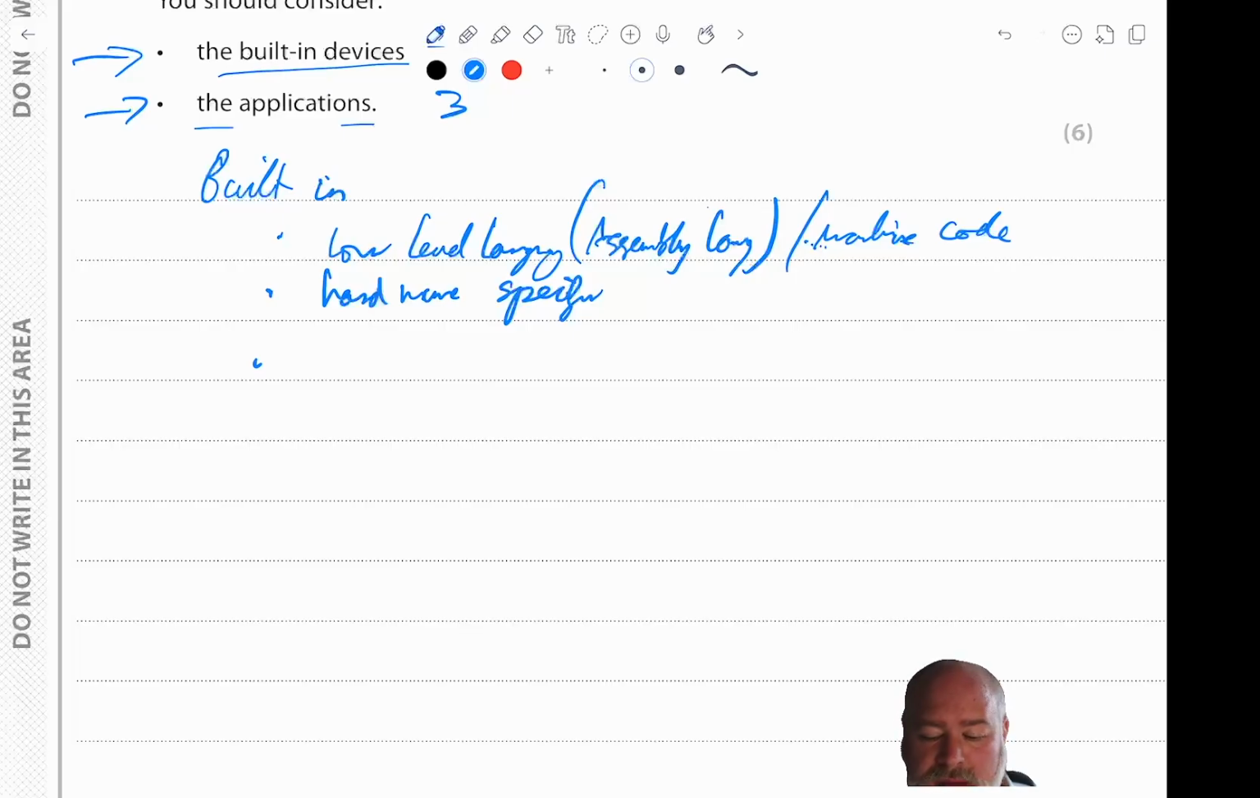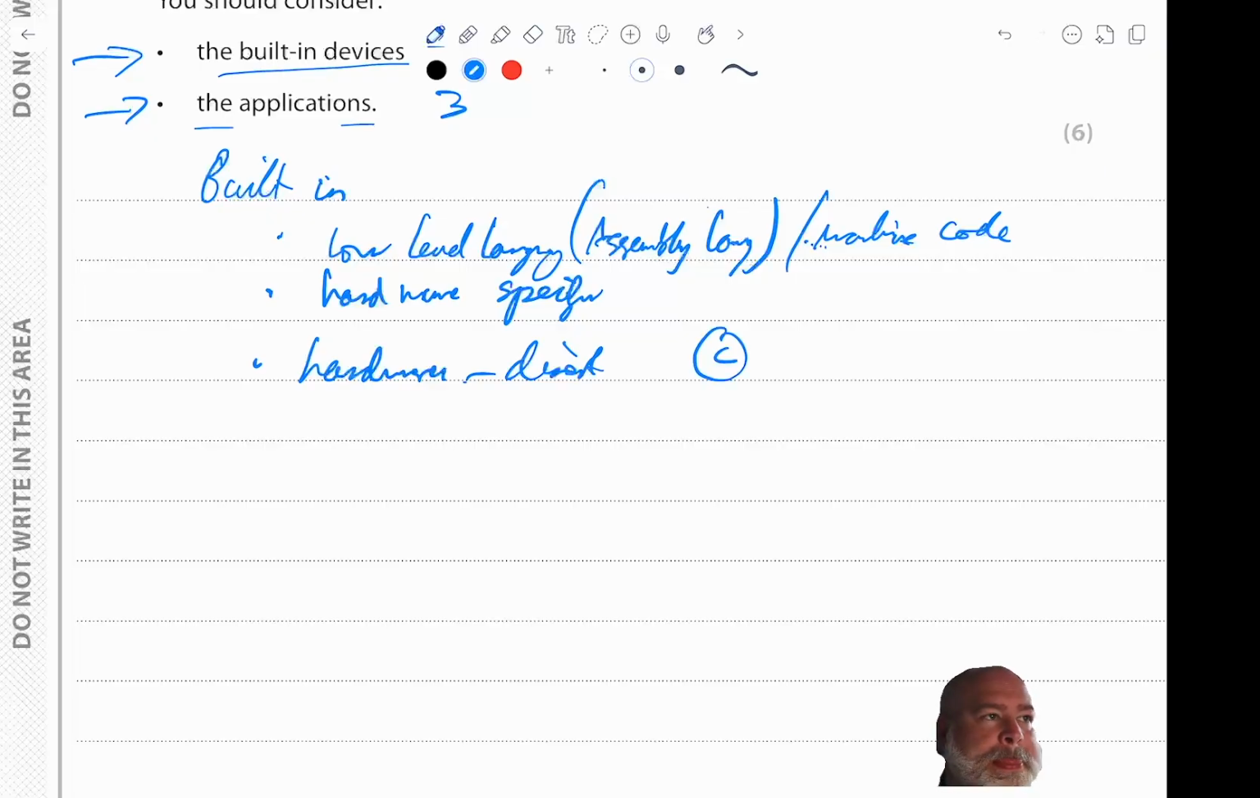You can manipulate the hardware directly, and you could optimize it to reduce time. So hardware direct. I'm just abbreviating here. Reduce time as well. Smaller files, faster.